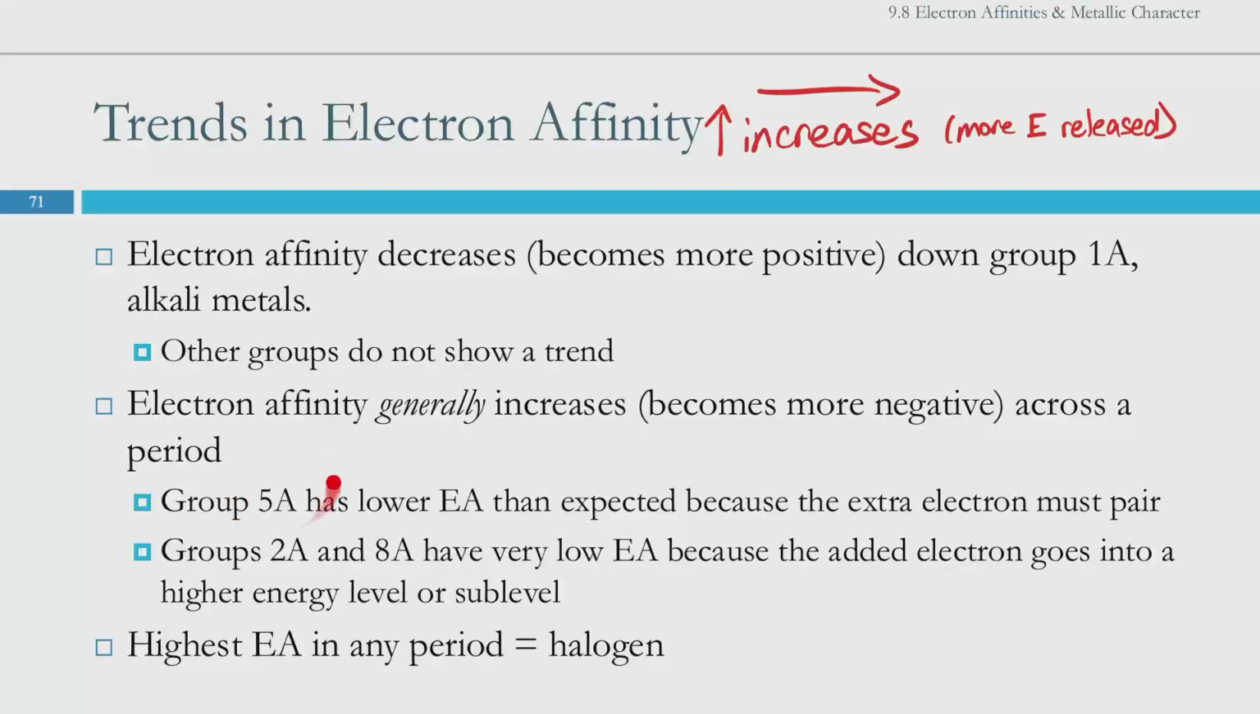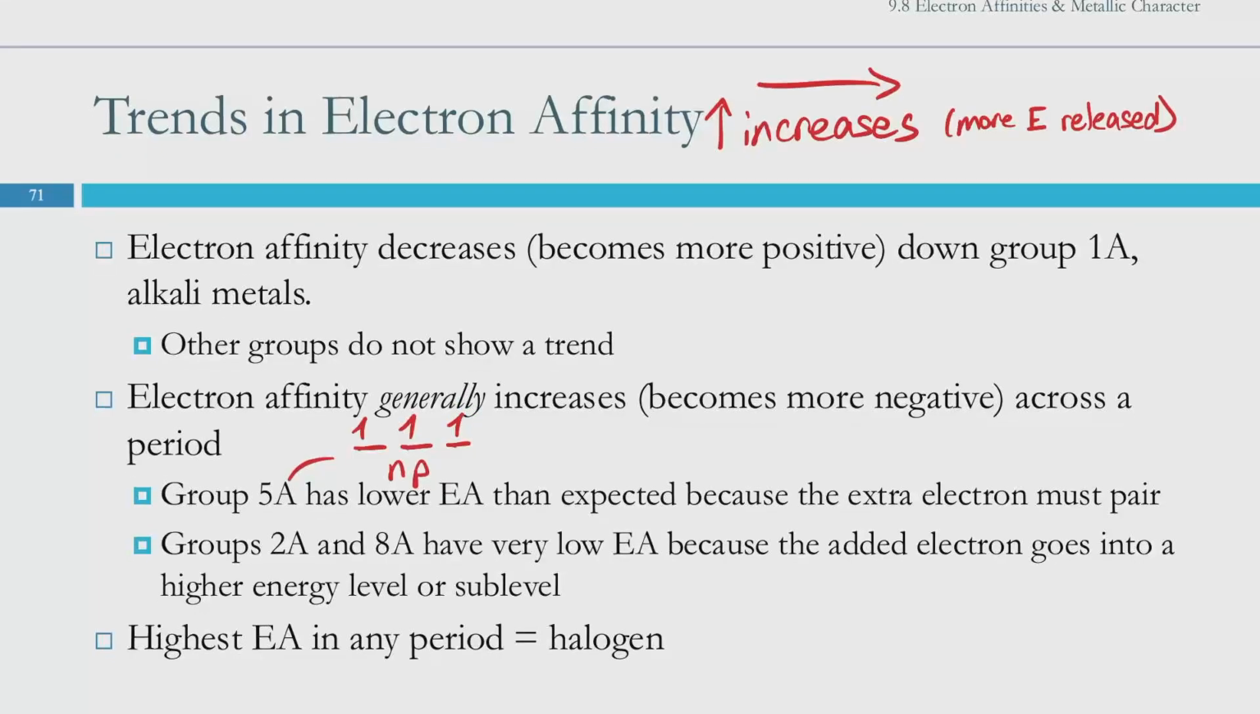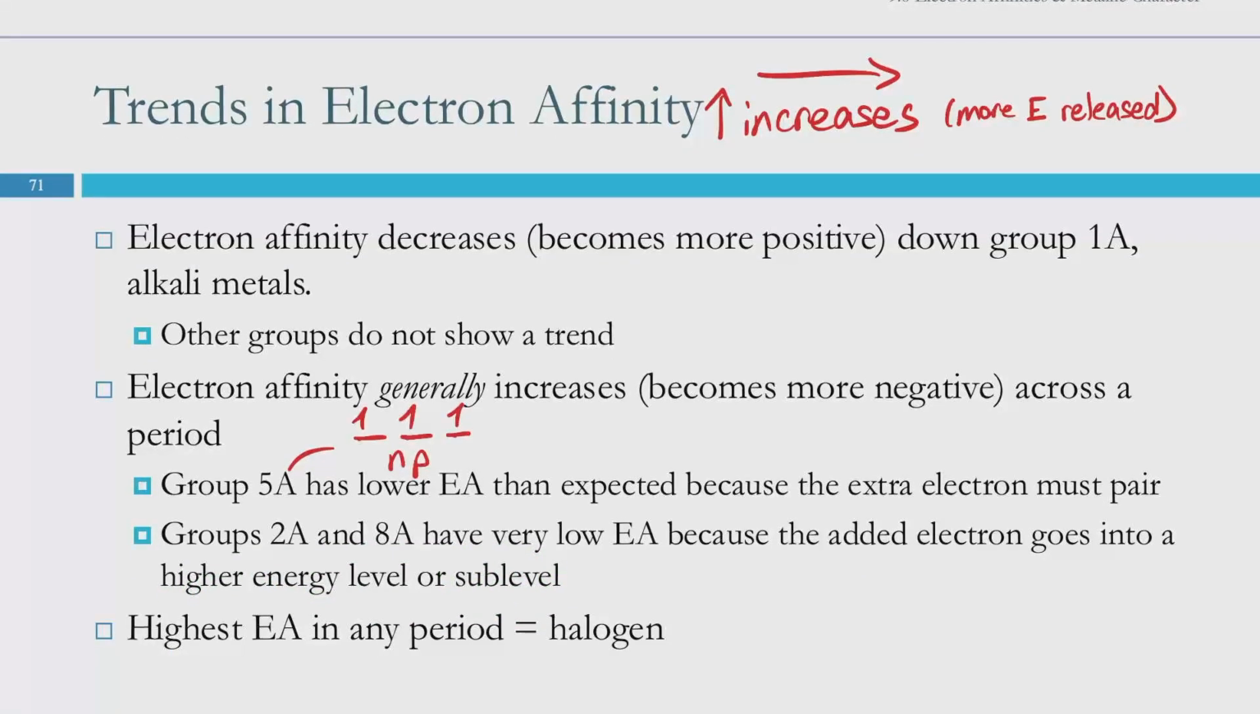There's some hiccups. So our group 5A has lower electron affinity than expected. So for nitrogen, for any of these 5A's, we're going to have our NP orbital diagram. If we add one in here, then it has to pair with one of these electrons, which is a little less favorable than just adding one in. 2A and 8A have very low electron affinity since the added electron goes into a higher energy level or sublevel, as we talked about on the previous slide.